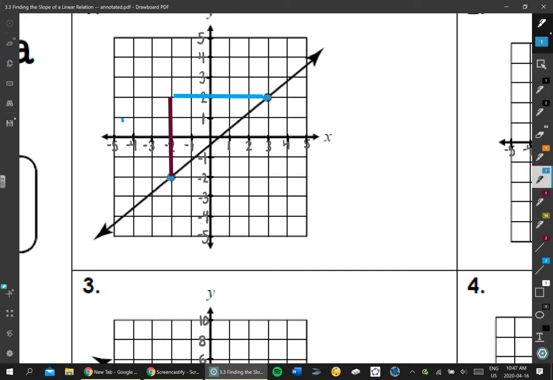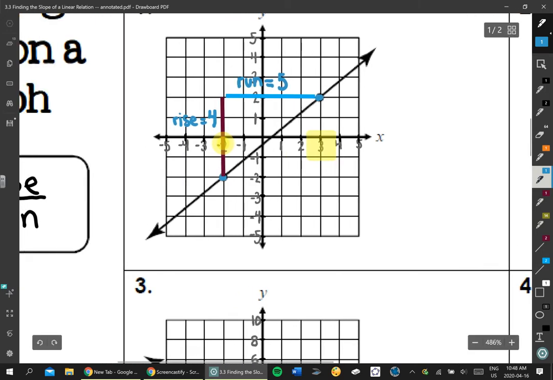Let's get the pen. My rise is equal to 4. I climbed 4. I went up 4. And my run, well, how many spots did I move over on the x-axis? This point is at -2 on x. It starts at -2 and it goes to +3. So my horizontal run, -2 to +3, hopefully you can see that that's 5.